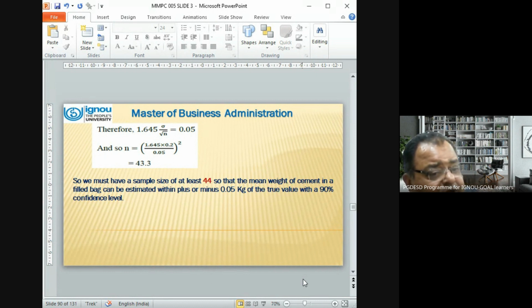After calculation, you will get 43.3. Or we can say that sample size should be at least 44, so that the mean weight of the cement in the filled bag can be estimated within plus or minus 0.05 kg of the true value with 90% confidence level.